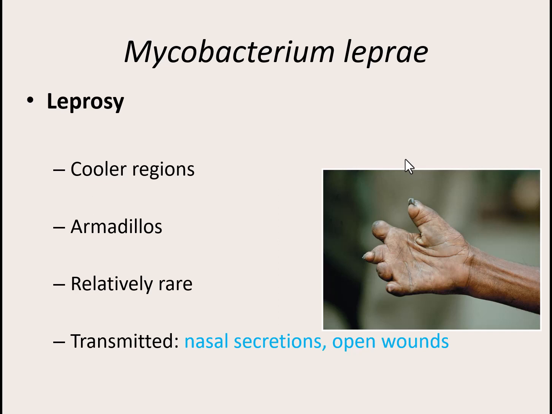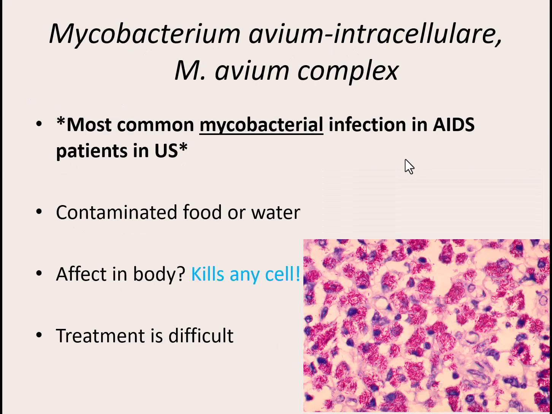How it is transmitted, person to person, usually through a break in the skin, open wounds, and from nasal secretions. Again, rubbing your nose, not washing your hands. Treatable, just like TB, it's a combination of antibiotics given for a long period of time. And then our third and final of our gram-positive bacteria is the Mycobacterium avium-intracellulare, sometimes just called the Mycobacterium or M. avium complex.